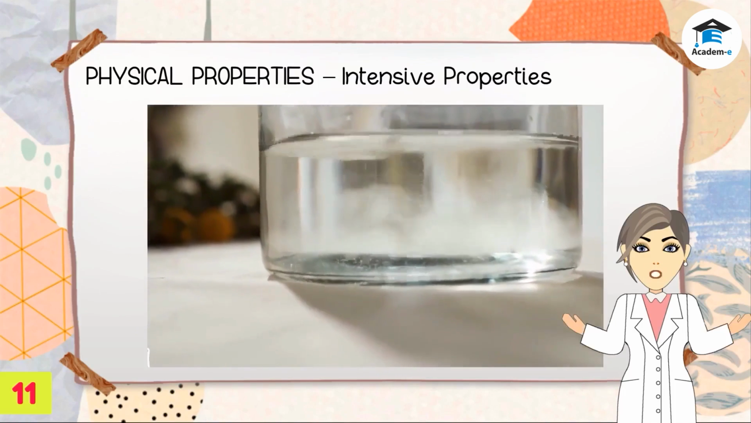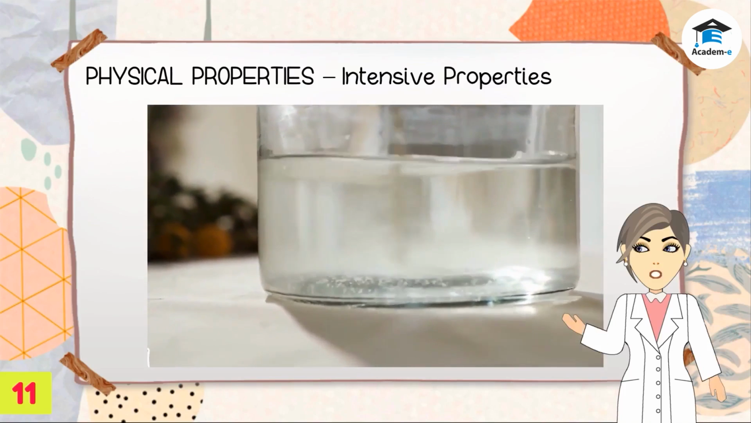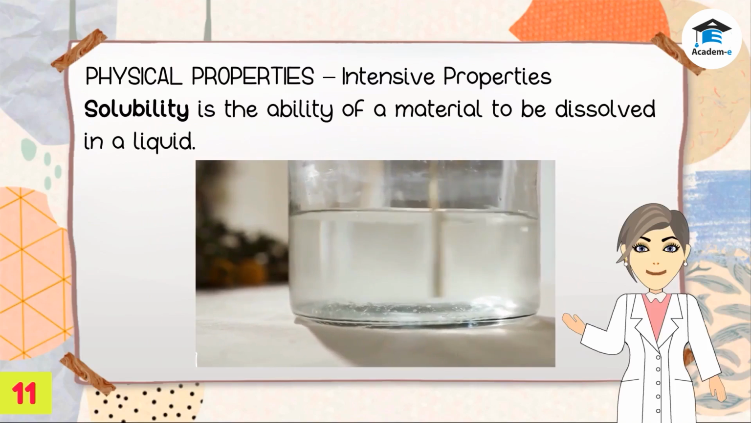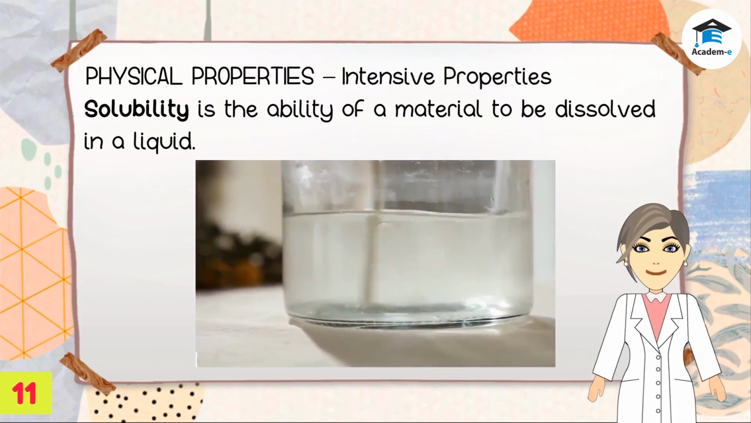What happens when you add sugar to a glass of water and stir the water? Can you still see the granules of sugar after stirring? Sugar is a material that exhibits solubility, or the ability of a material to be dissolved in a liquid.